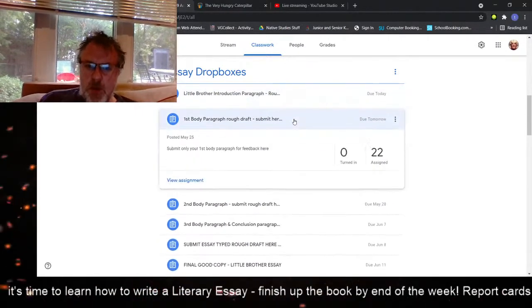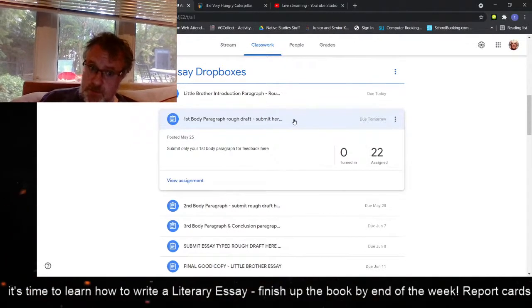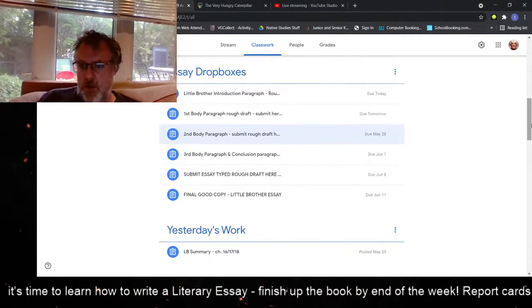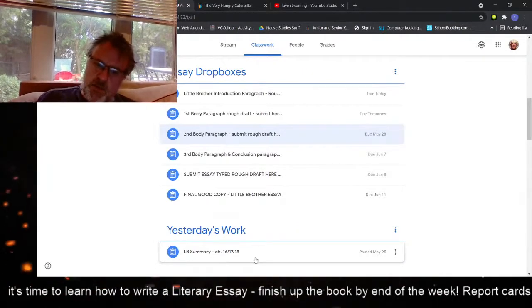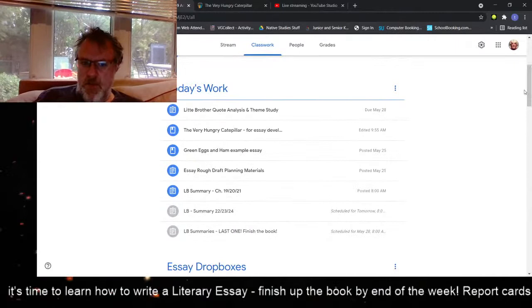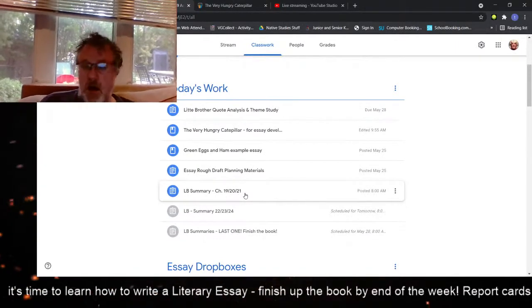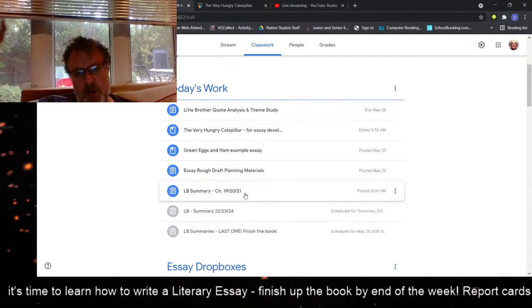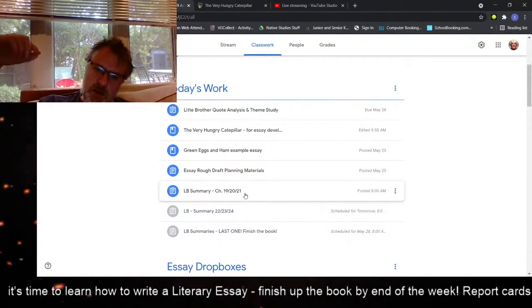Your first body paragraph rough draft is due tomorrow, and then your second body paragraph rough draft is due on Friday. Okay, the rest of it is into the future. Yesterday's work down here at the bottom is the summaries for 16, 17, 18. And then for today, we have 19, 20, and 21. Not a lot to go on the book, so hopefully we'll be able to wrap that up real quick. It is due by the end of the week, as you can see by the structure there.